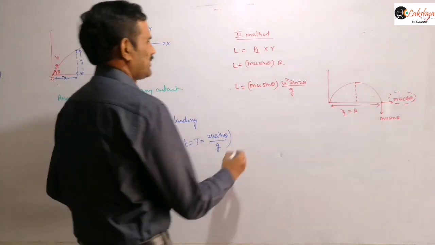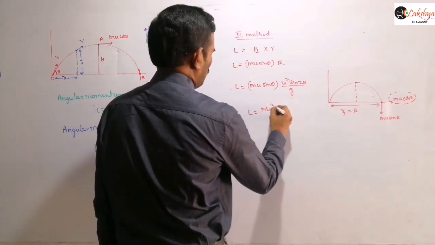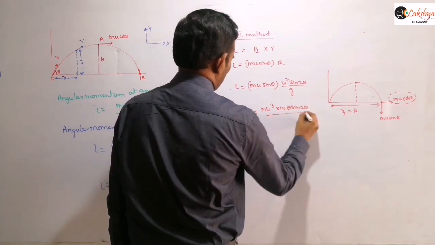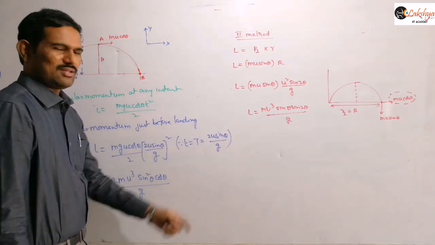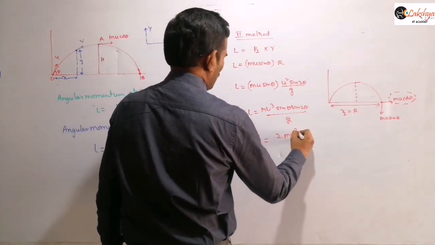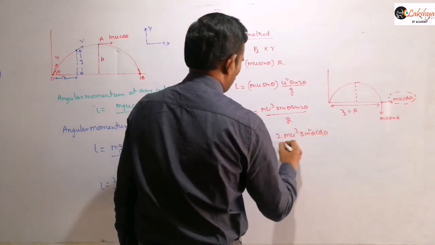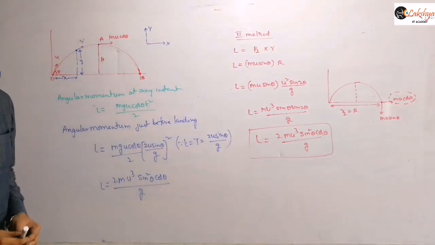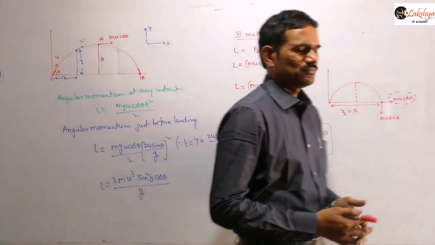And therefore I can write L is equal to m u cube sin theta into sin 2 theta by g. And these two are the same, right? If you expand sin 2 theta, you will get the expression 2 m u cube sin square theta into cos theta by g. So this is our angular momentum just before landing. That is the angular momentum calculation in the case of a projectile.